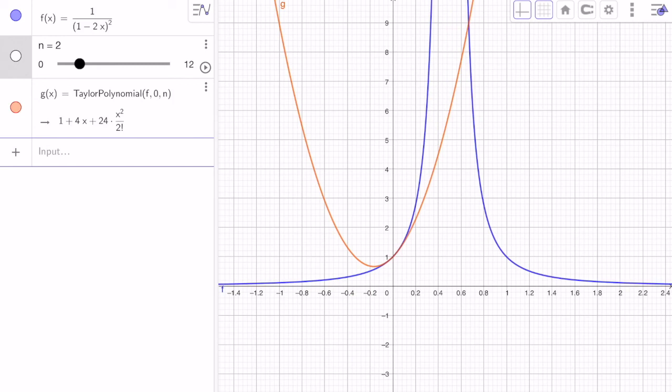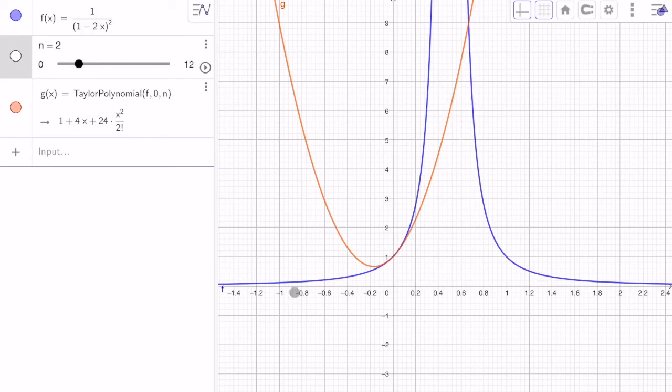And we can see that the orange graph is a much better approximation to the blue graph when n equals 2. But it's only a good approximation in a very small area. So it's only a good approximation when x is close to 0. When x is like 1.2, the orange and the blue graph are way out.